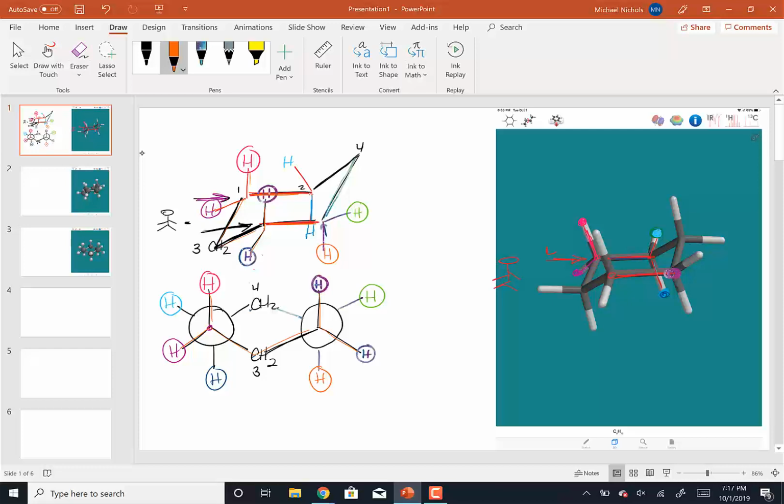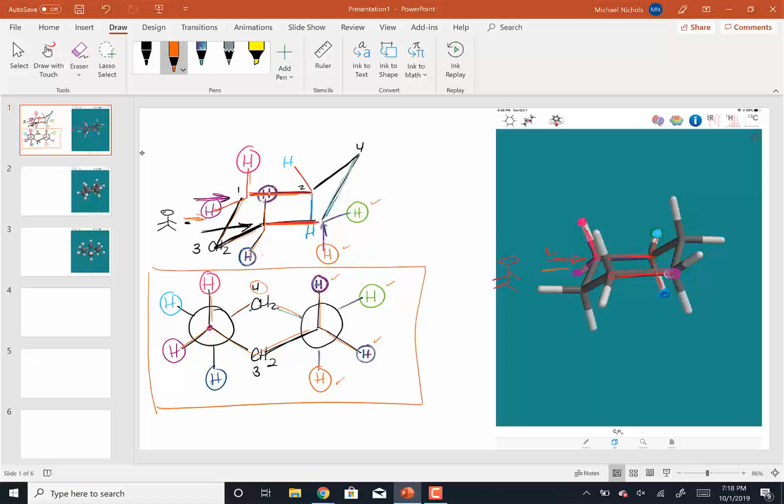And then on the back carbon, we've got the CH2 up here, which is carbon 4. Then on the right carbon, we've got axial, equatorial, axial, equatorial. And on the back carbon, equatorial, axial, equatorial, and axial. So this would be my view of the molecule from this perspective. Okay, and that's looking at the molecule over here from that perspective.